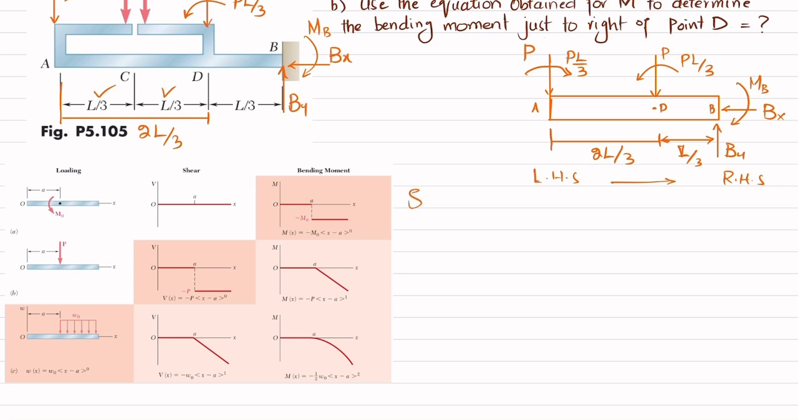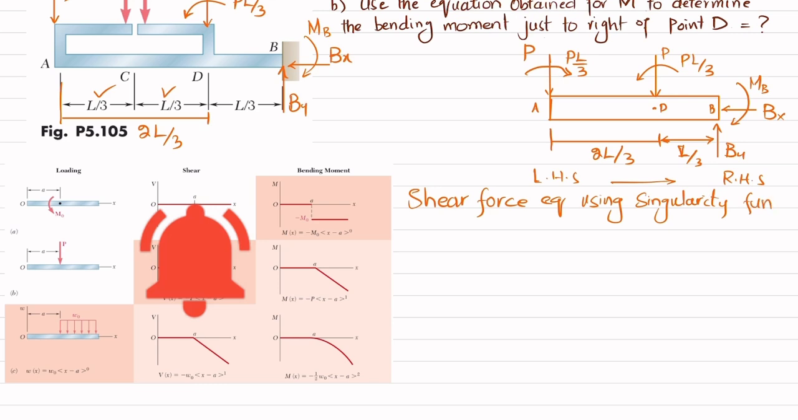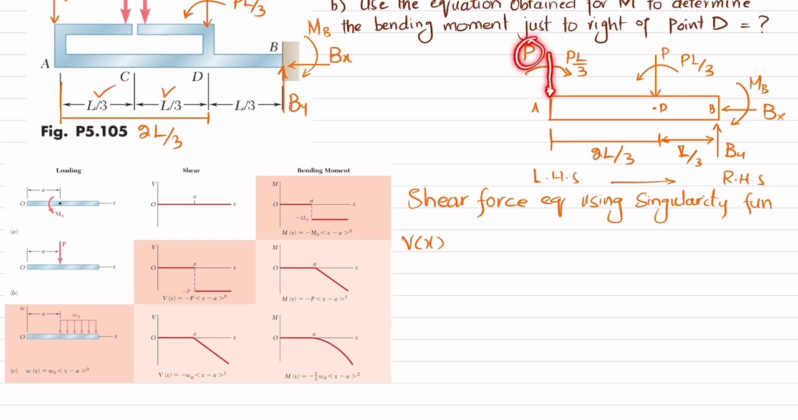So starting with the shear force equation using singularity functions. We know that the singularity function is V(x). At point A, we have a load P. Due to this load, this P is acting downward. So this is the figure which is used for the point load. Since it is acting at point A, the shear force equation is this one. But in this condition, a is equal to 0. So I will write V(x) is equal to minus P into x minus 0 power 0. This is the shear force equation. Here a is equal to 0.